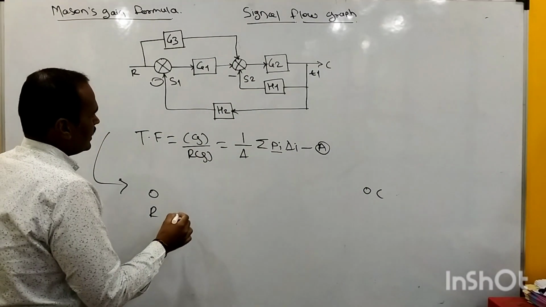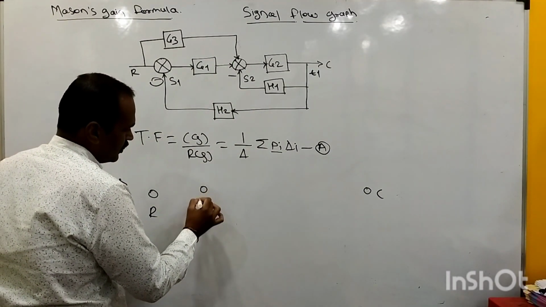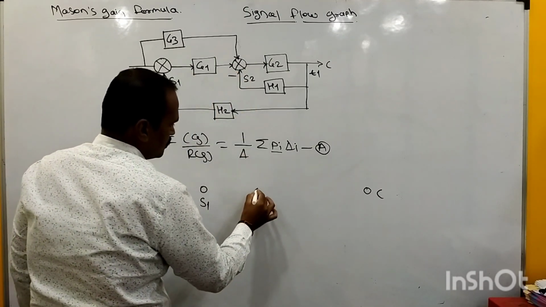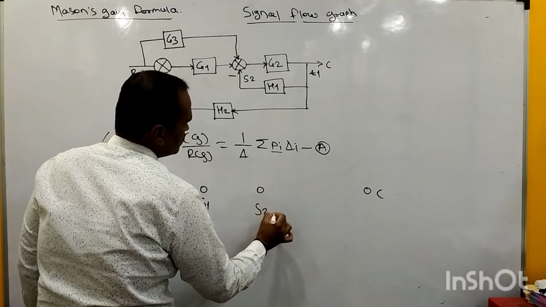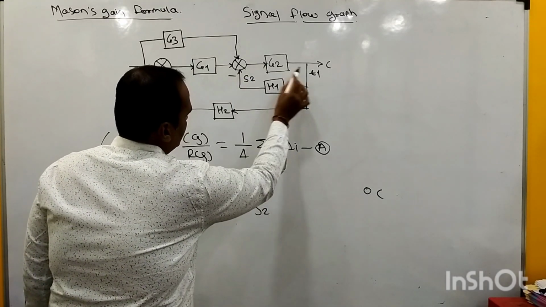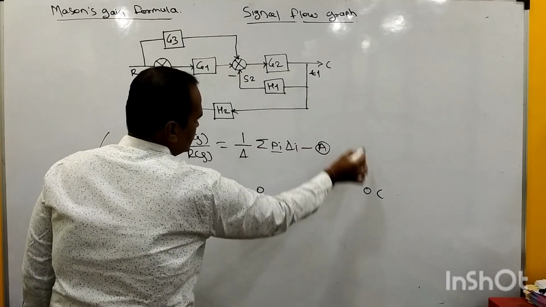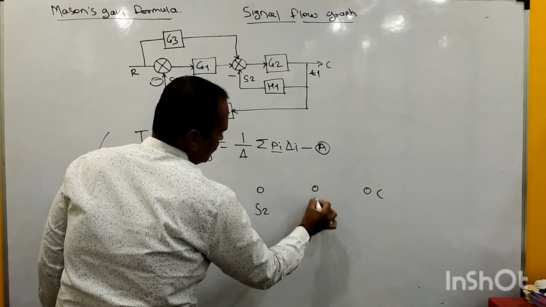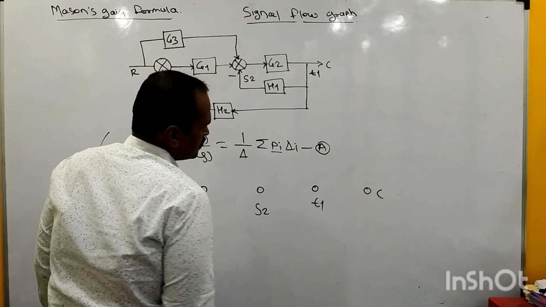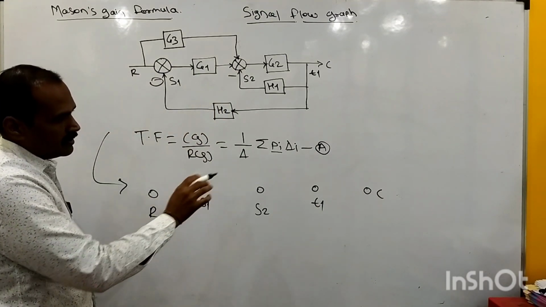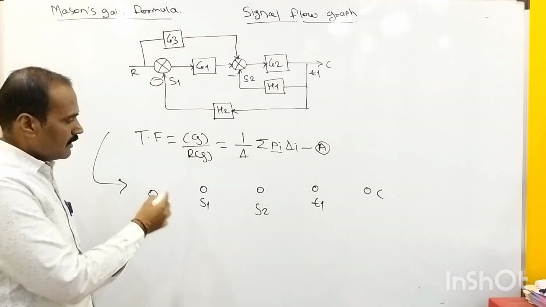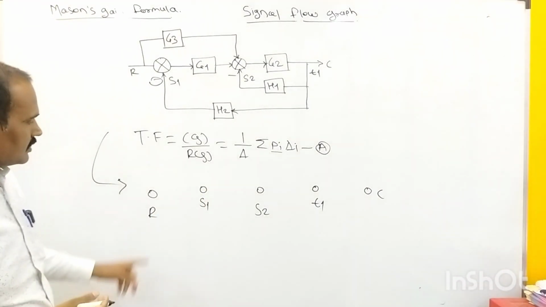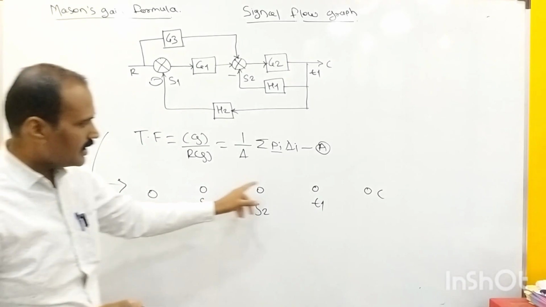In between this R and C, this node represents summing point number 1, right? This node represents summing point number 2, and in between summing point number 2 and the node which represents the desired output of the system, we have takeoff point number 1, right? In this way we need to include n number of nodes. How many nodes do we have in this probable signal flow graph representation? 1, 2, 3, 4 and 5.